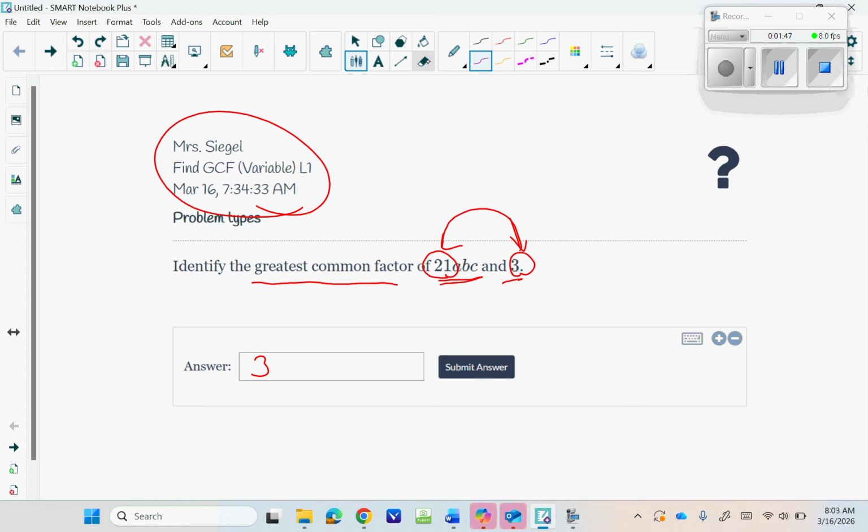Okay, notice that I'm going to erase this. Notice that only this one has the variables. If you're going to take a GCF, they would both have to have the variables. So if I had an ABC over here, then that would be part of my GCF. But since we don't have one, then this is only going to be what my GCF is. So then I would push submit answer and get it correct.